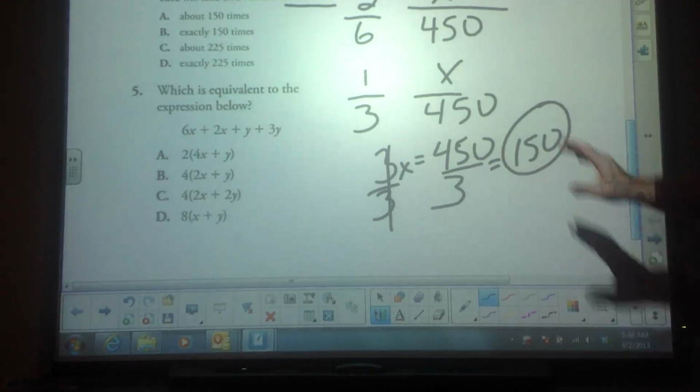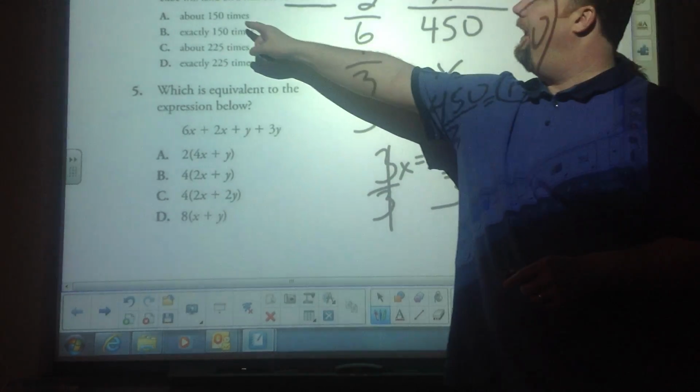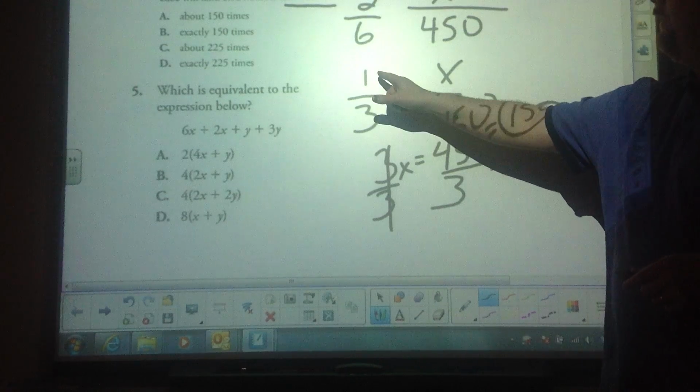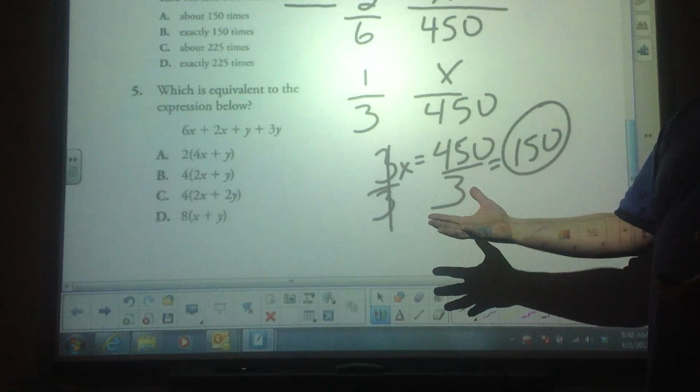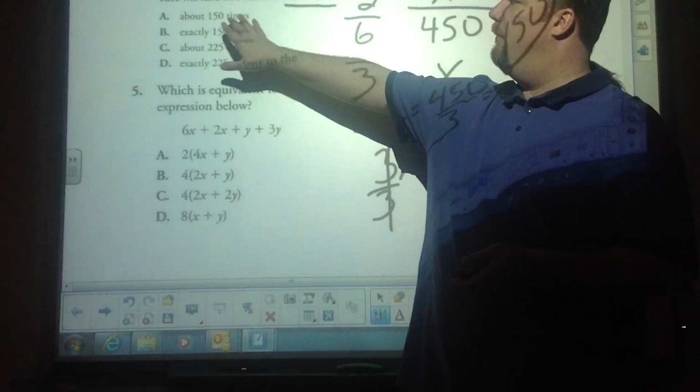Now also, if you reduce it and you have an easy probability like 1/3, you can also take a look at the answers and see which one. Look, how do I get from 1 to 3? I multiply by 3. Well, what would I have to multiply by 3 to get 450? And the answer is fairly simple at 150.